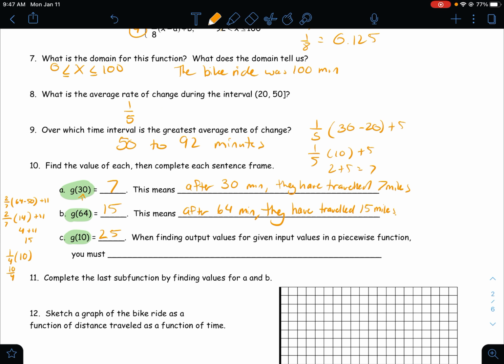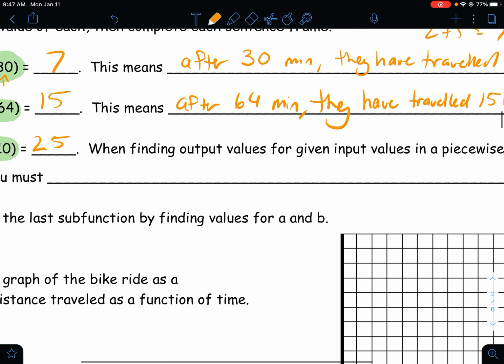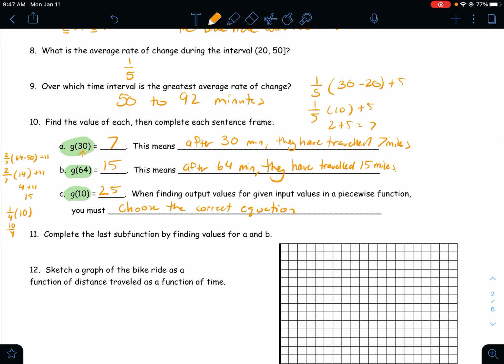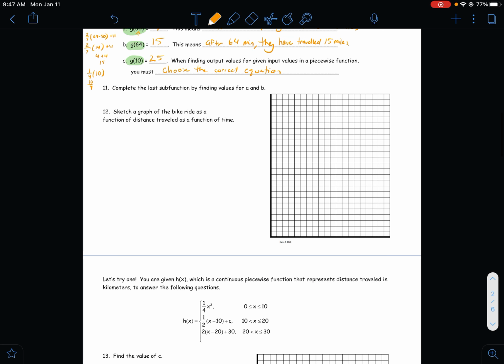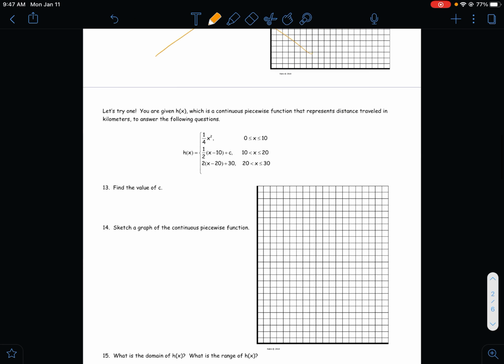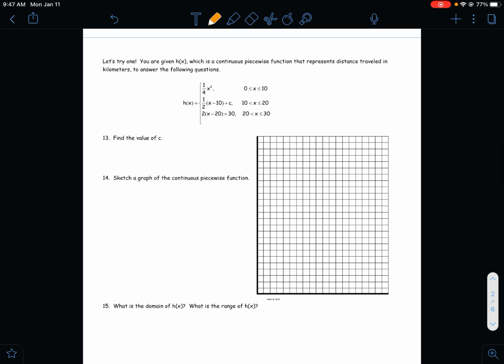All right. And then when finding output values for input values in a piecewise function, you must choose the correct equation. All right. So you don't have to do that part of your notes, so don't stress out about it.